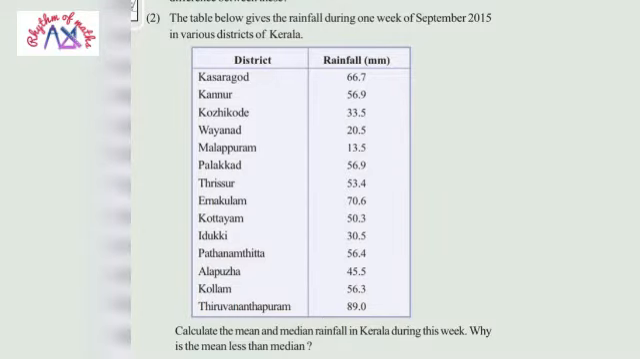The table below gives the rainfall during 1 week of September 2015 in various districts of Kerala. Calculate the mean and median rainfall in Kerala during this week. Why is the mean less than median? One box is given with the 14 district rainfall in millimeter.